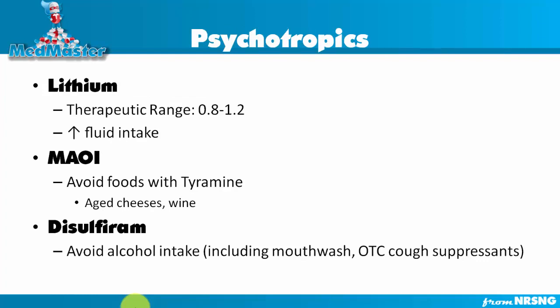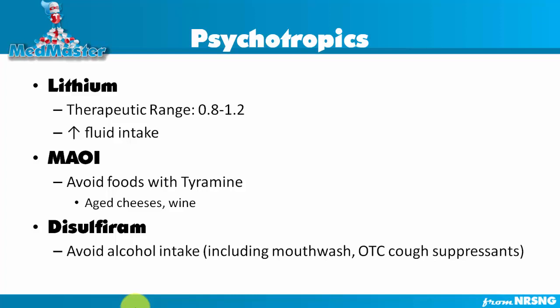Psychotropic drugs. There's a lot of psychotropic drugs to know. But the biggest ones you really want to keep in mind are going to be lithium, MAOIs, and disulfiram. So lithium, the biggest thing I want you to keep in mind is that there's a therapeutic range for it, and it's 0.8 to 1.2. We'll talk about that a bit more, but you want to be in that range in order for the drug to have the maximum effectiveness for your patient.